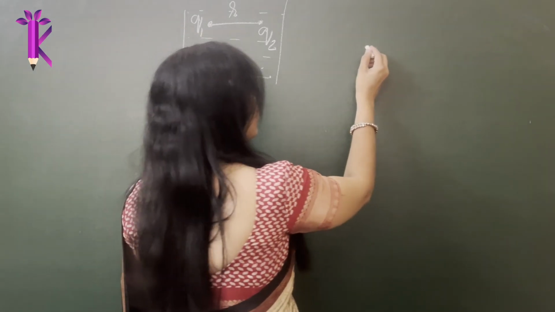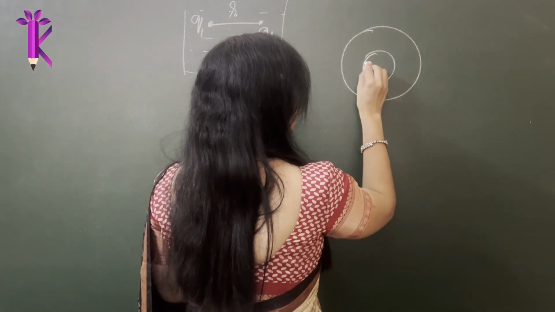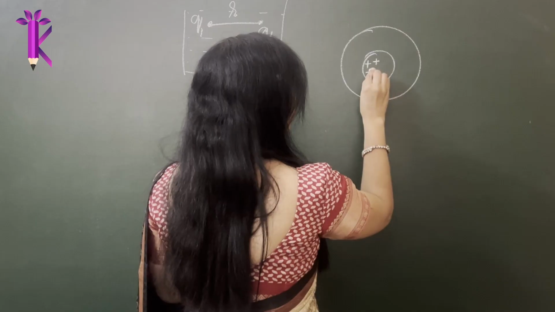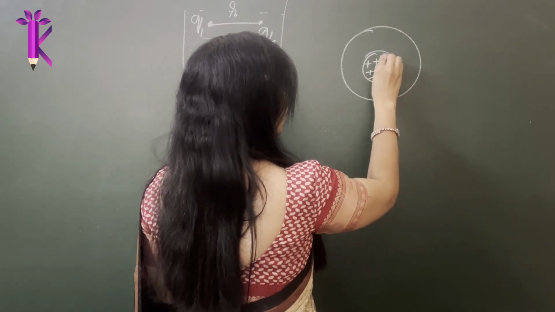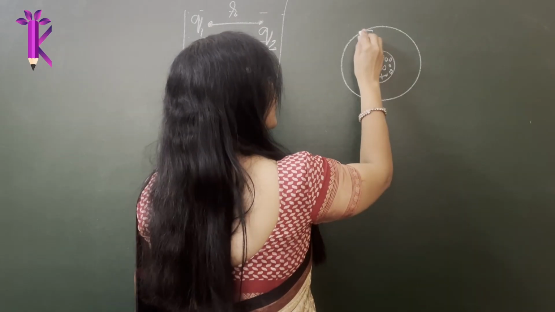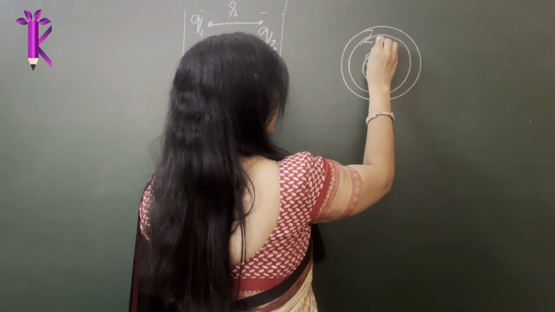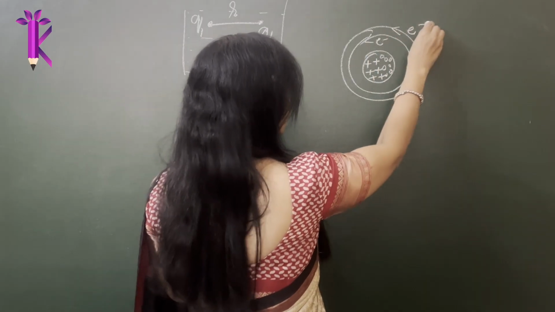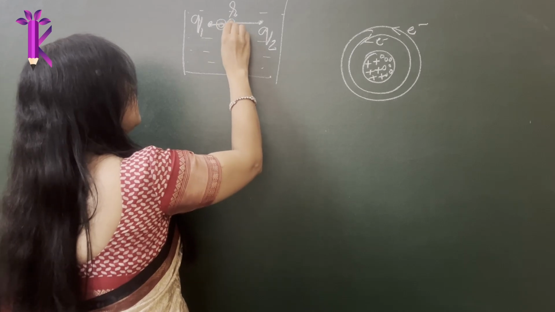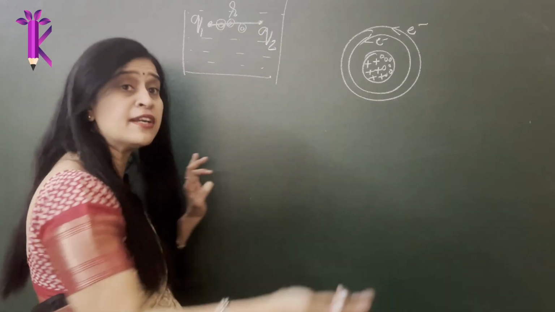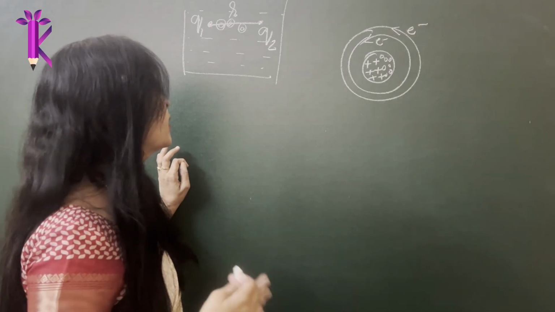Let's write the diagram of an atom. The atom has a nucleus inside. The nucleus has protons and neutrons. Neutrons do not carry any charge, so I write them as 0, 0, 0. And there are negatively charged electrons revolving around the nucleus. So there are plenty of these atoms in between. If there were just one, you could ignore it.